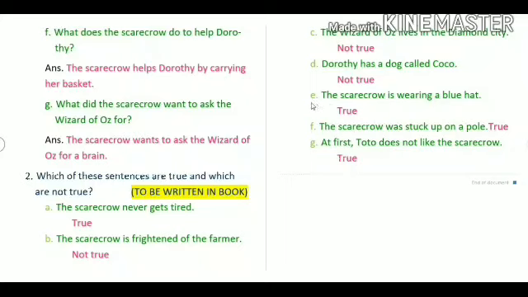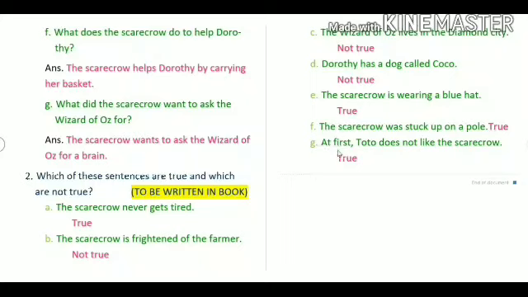Number E. The Scarecrow is wearing a blue hat. Is it true or not? Yes, the Scarecrow was wearing a blue pointed hat, isn't it? So this is true. Next, the Scarecrow was stuck up on a pole. Yes, he was stuck up on a pole, isn't it? And Dorothy had to lift him off, isn't it? So this is true.